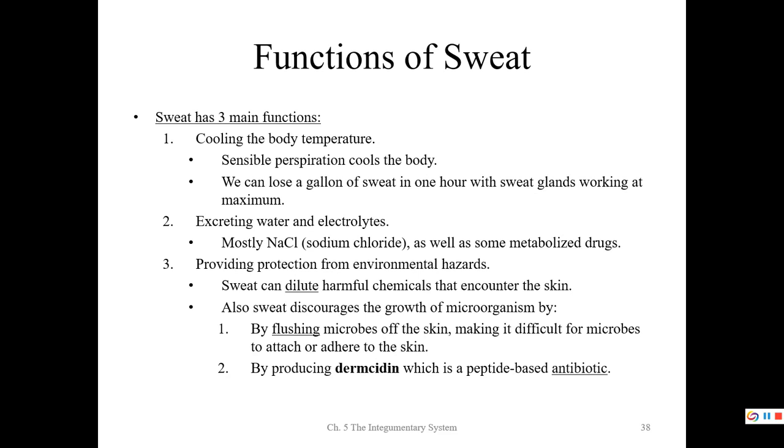Environmental hazards. It can dilute chemicals that encounter the skin. It can also discourage growth of microorganisms by flushing microbes off, making it more difficult for them to adhere. It also produces a peptide-based antibiotic called dermcidin. Okay, dermcidin.